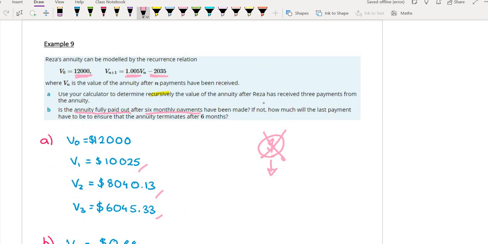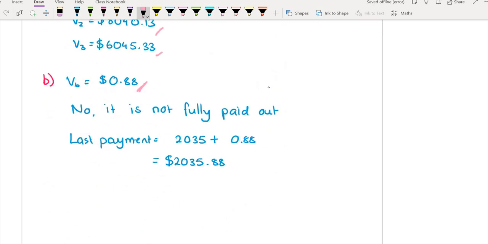But because every payment is this much, for it to be fully paid out in the final payment, we can just add this value on top, and this can be our last payment, so the annuity is fully paid out.